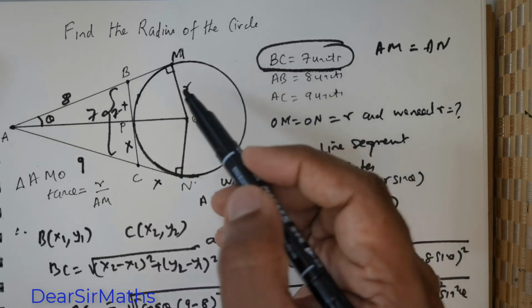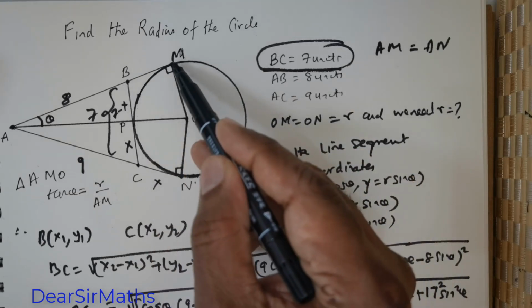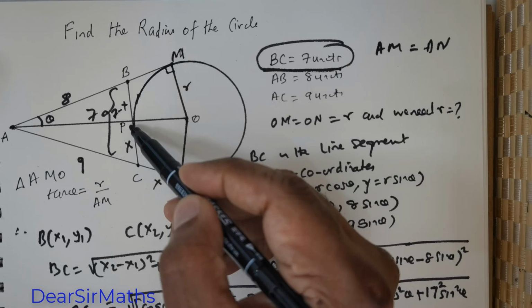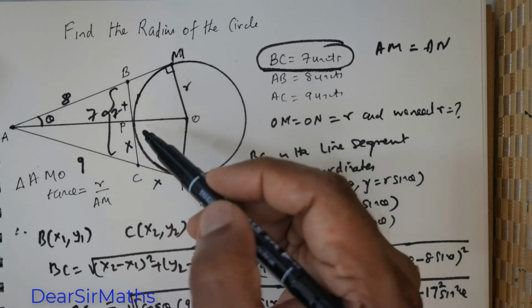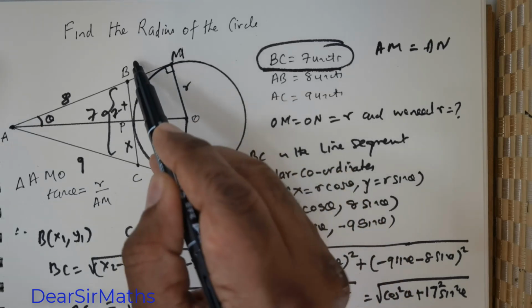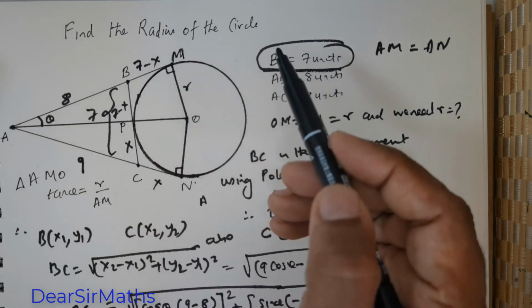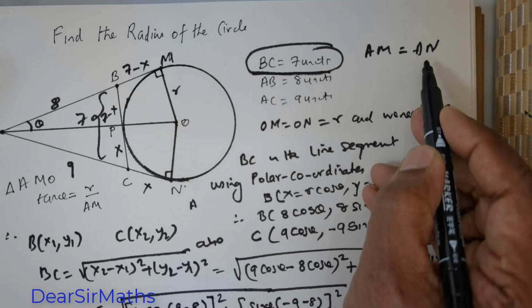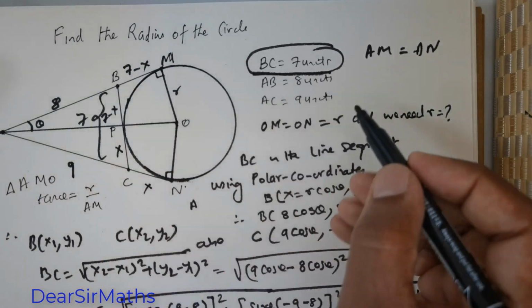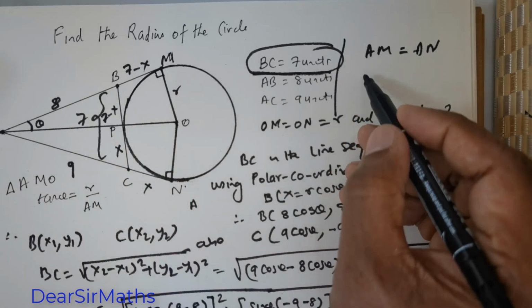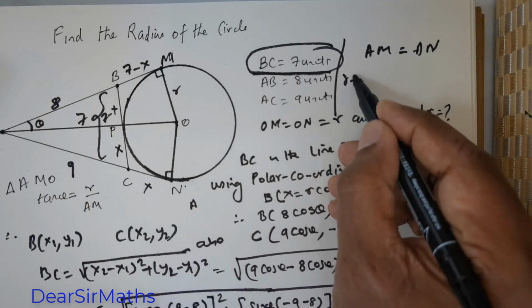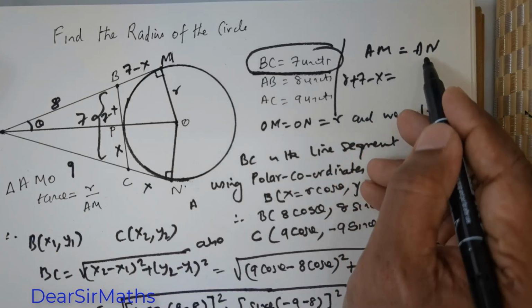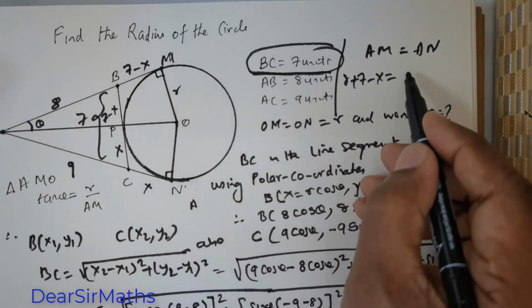Now B is an external point. From an external point I am drawing a tangent to M and I am drawing a tangent to P. So that would mean these two tangents will be one and the same. So BM will also be 7 minus x. But we have known AM is equal to AN. So what is AM? Let me write that down. AM is 8 added with 7 minus x. What is AN? AN is 9 added with x.